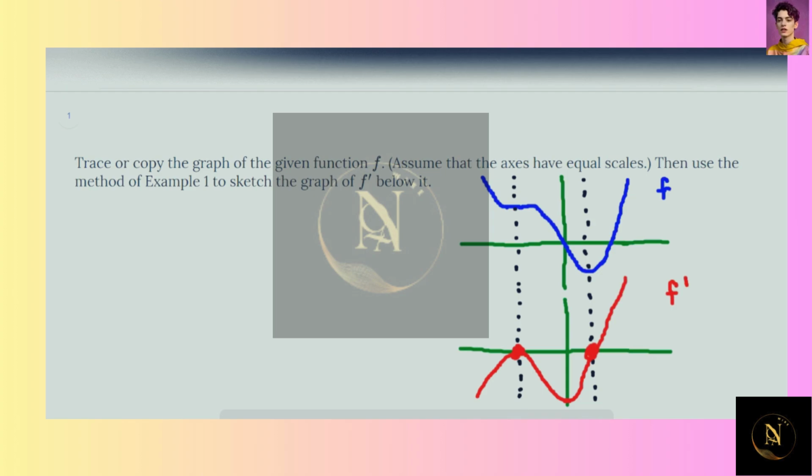So this graph of f prime is consistent with all of the slopes of the tangent lines of the graph of f, meaning that this is an accurate sketch for the graph of f prime.